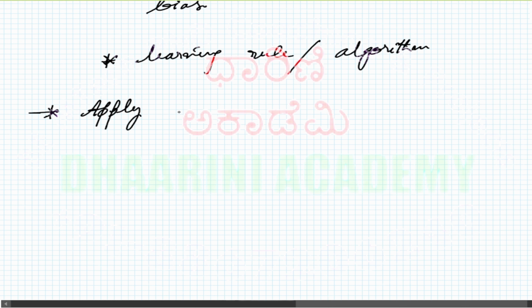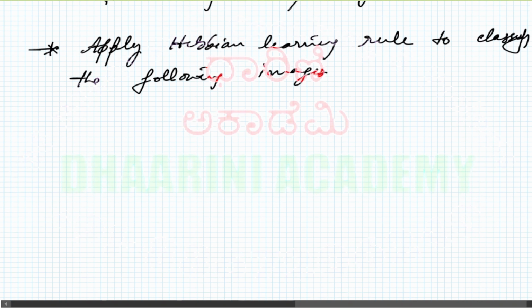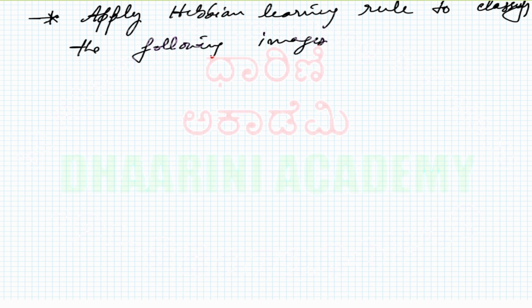Apply the rule to classify the following images. Images in the sense that we cannot give photos as input, since we don't know how to represent them. But it gives you an idea of how the practical things are going to work. That's why I term it as images.